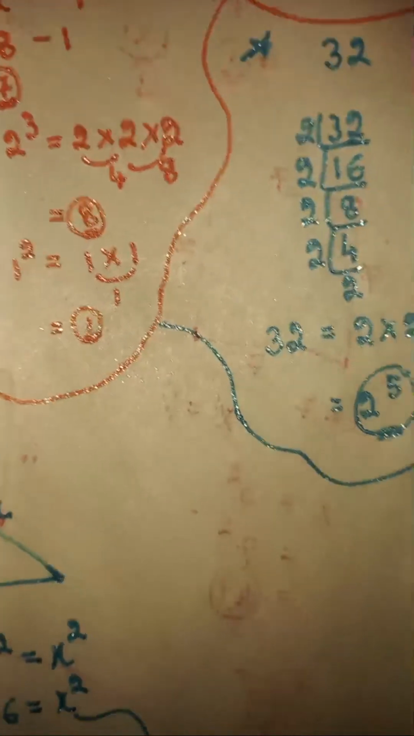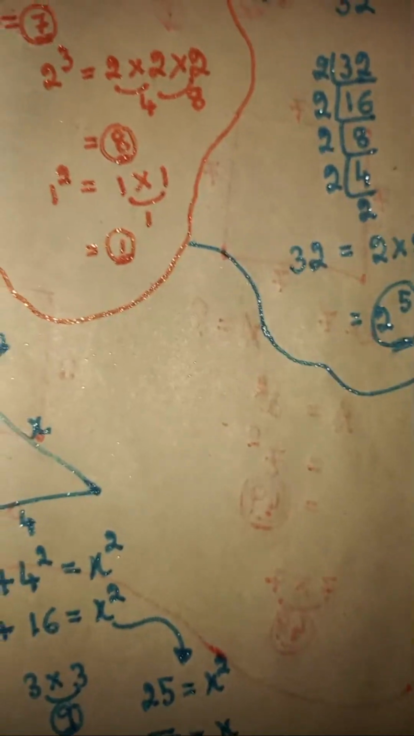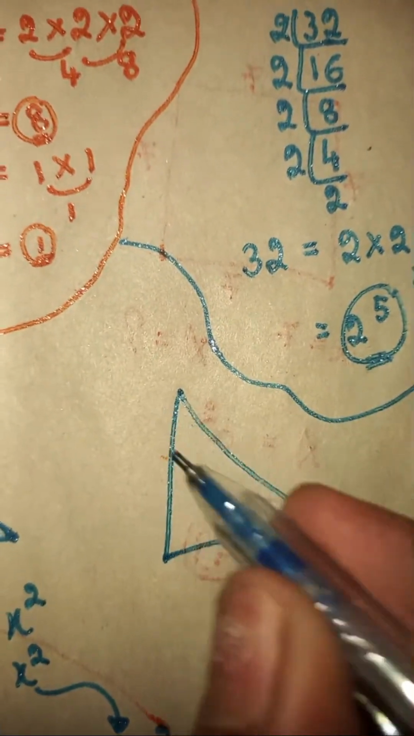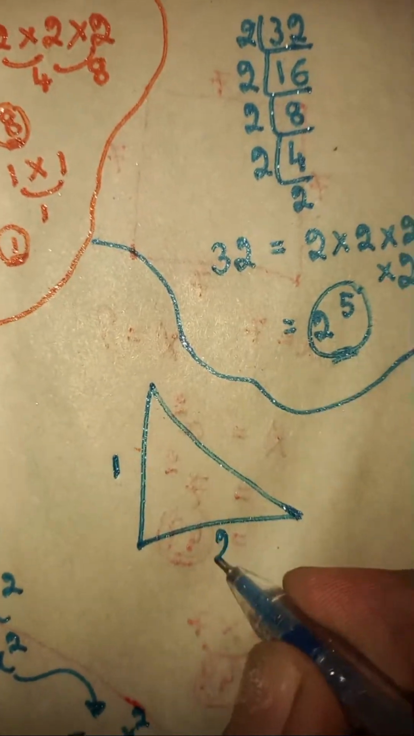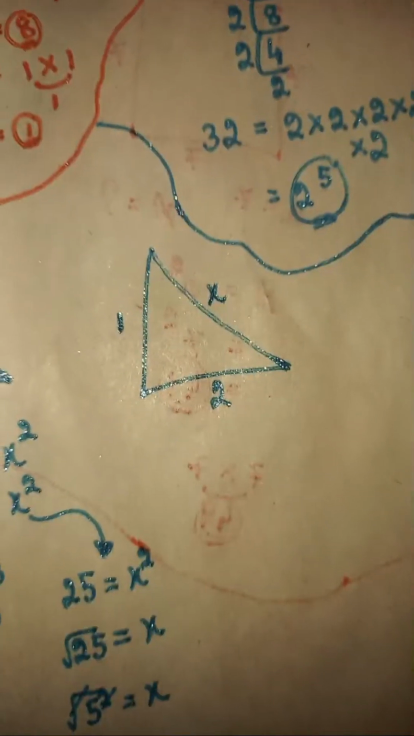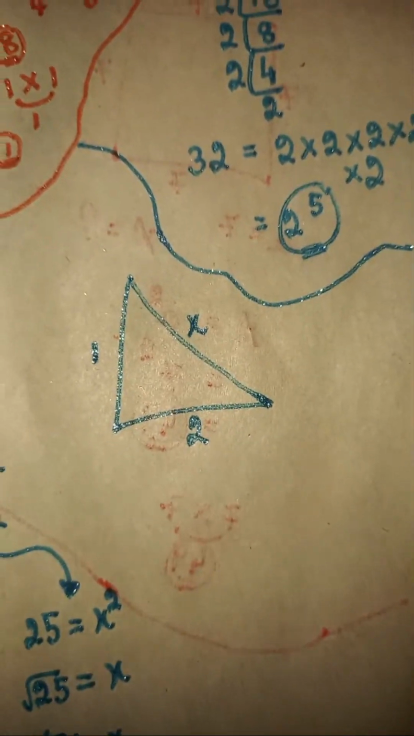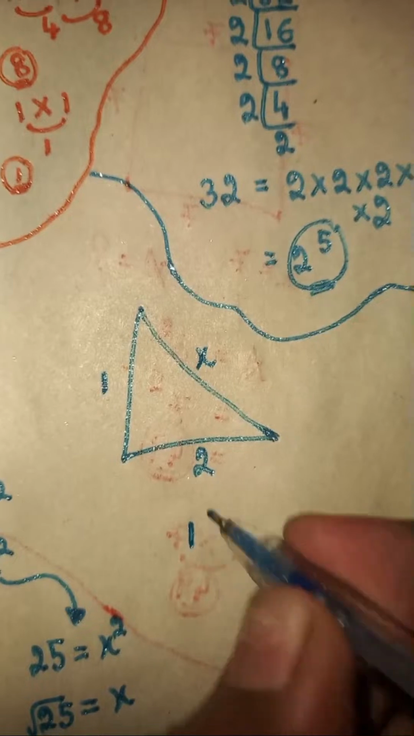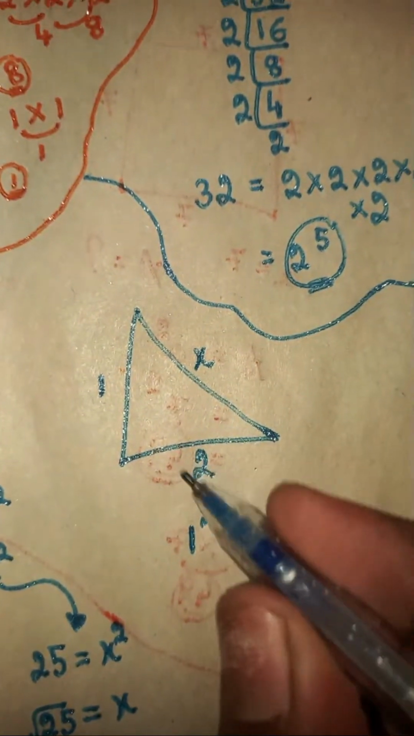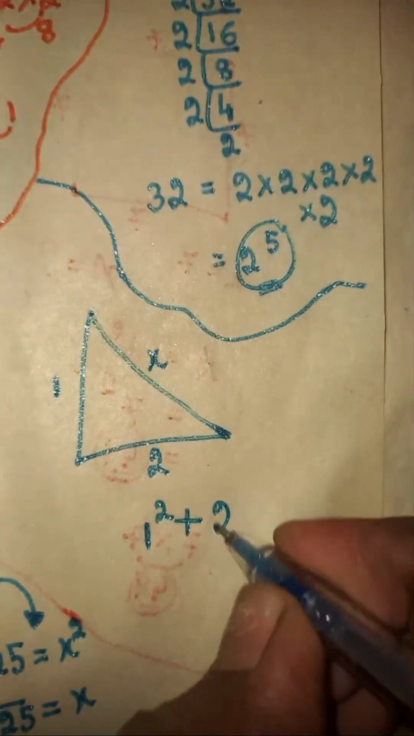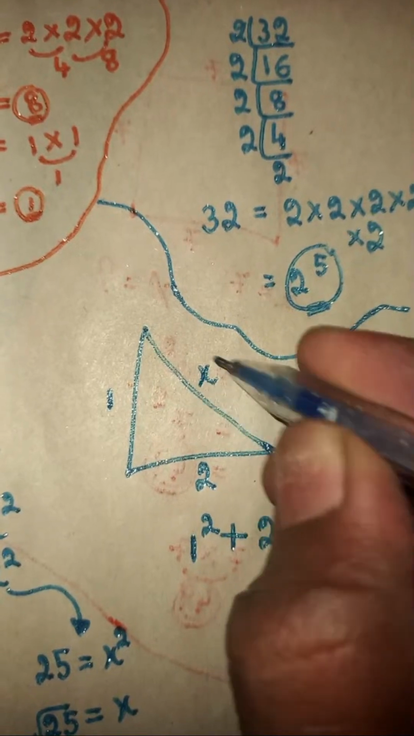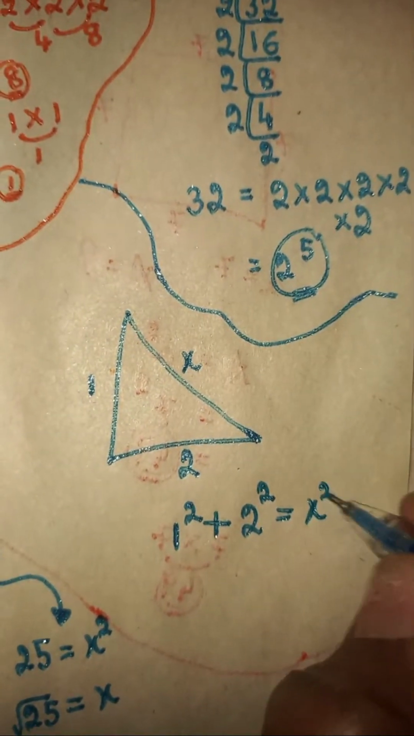Let's take one more triangle, and they have given this triangle. They have given this side length as 1 unit and this side length as 2 units. Here also you need to find out the value of x. It is the same way, that is 1 squared, this side length squared, and this side length also squared, that is going to become 2 squared, which is equal to the hypotenuse squared, that is x squared.